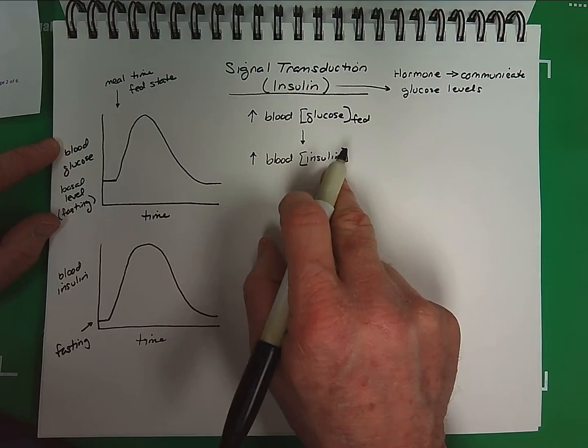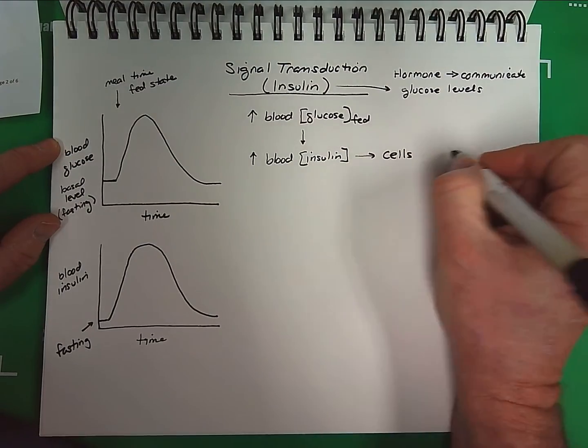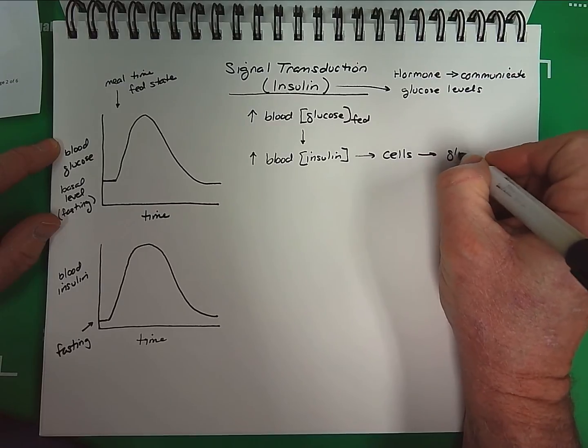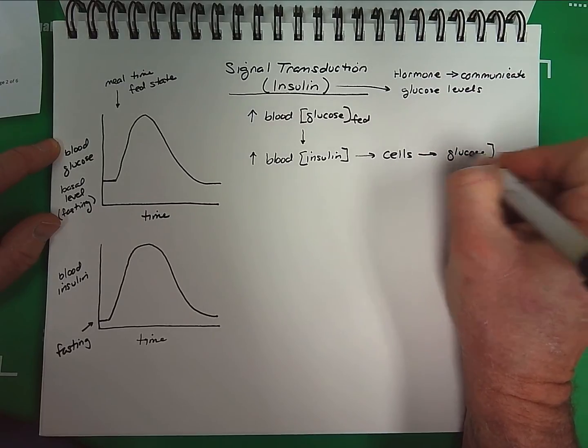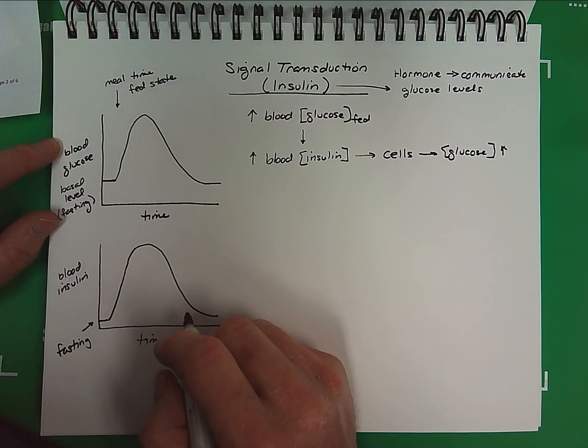which is going to communicate now to cells that glucose is high in the blood and available for taking up for generating energy.